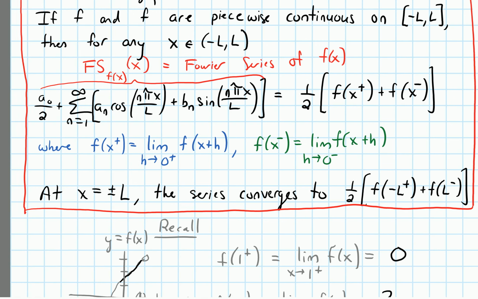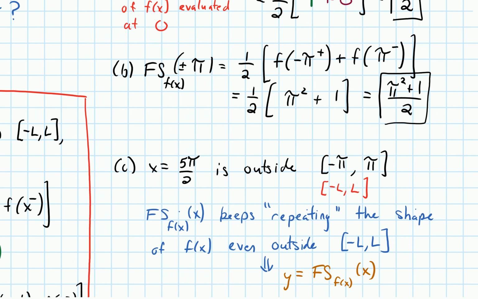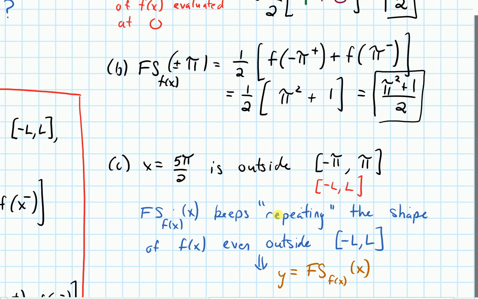All right, so let's bring it back to our example. What's going to happen is the Fourier series for our function is going to keep repeating the shape of f of x, even outside the interval that f of x was defined on. So let's go ahead and draw a graph of this.